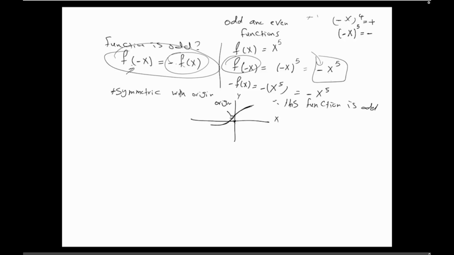The picture is not obvious in this case, so I will draw it one more time. If we have it like this in the positive side, then in the negative side it will be like this. So yeah, that's what we mean by an odd function being symmetric with the origin.